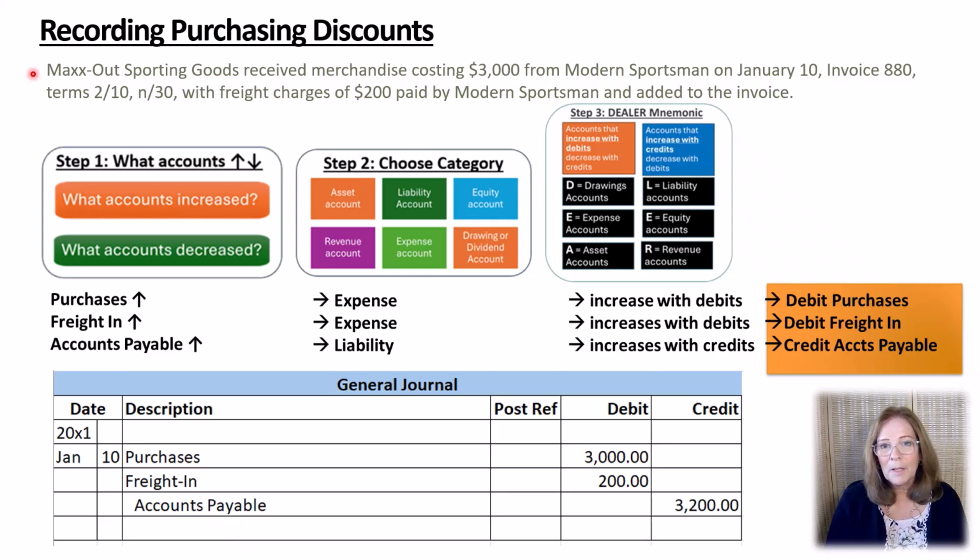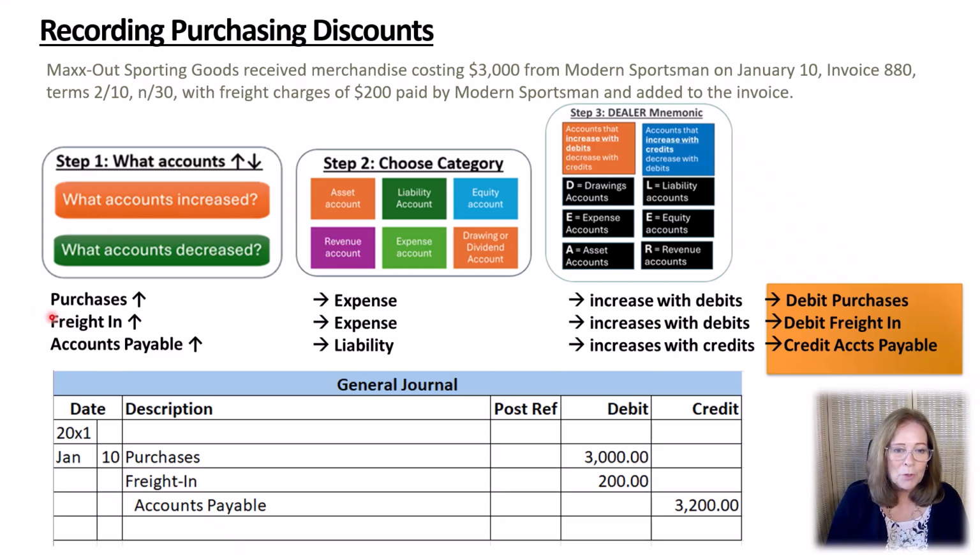Here's an example of a purchase discount or early payment discount. Max Out Sporting Goods received merchandise costing $3,000 from Modern Sportsman on January 10th, invoice 880 with terms of 2%, 10 days or net 30 days, with freight charges of $200 paid by Modern Sportsman and added to the invoice.